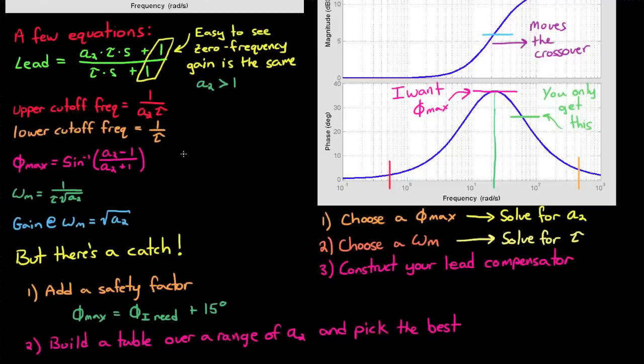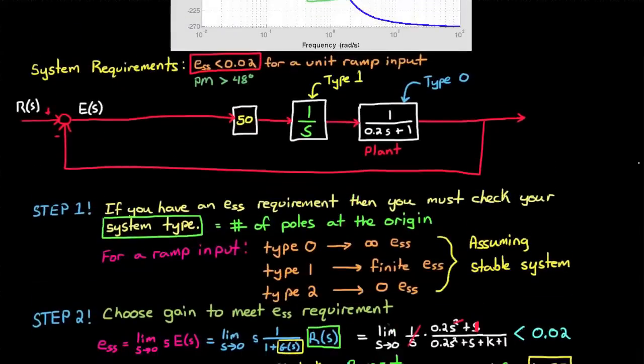Now I'll show you the final lead compensator for this system that I built up, but I think it's a good exercise for you to work out one on your own. And there isn't a one-size-fits-all solution here, so you'll probably come up with slightly different values. For me, I chose 37 degrees for phi max, which works out to A2 equals 4. And omega m at 22.2 radians per second, which works out to tau equals 0.022.